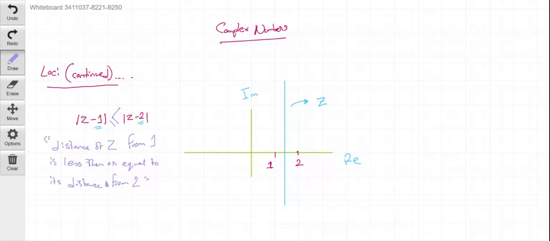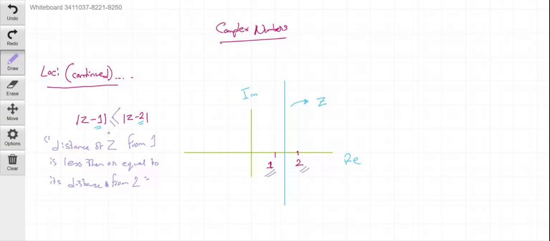And this is what the inequality should mean, that Z is a complex number on the entire Argand diagram. Z is a point such that its distance from 1 is less than its distance from 2. Or in other words, Z is closer to our complex number 1 than it is to 2. So take a moment and think about this, and hopefully it will make sense.